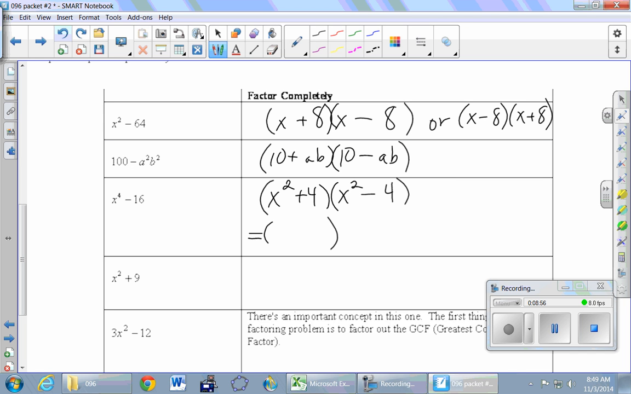And so I'm going to copy the x squared plus 4. Can't do anything with that. But the x squared minus 4 is 2 terms separated by a minus sign where both terms are perfect squares. And so I'm going to underline this guy in red and then break it down further in red. What 2 terms will give me x squared? X and x. What 2 terms will give me the 4? 2 and 2. And again, 1 plus and 1 minus. And now this one is done.